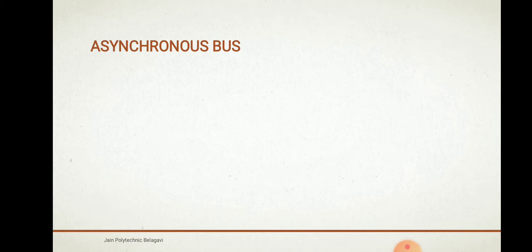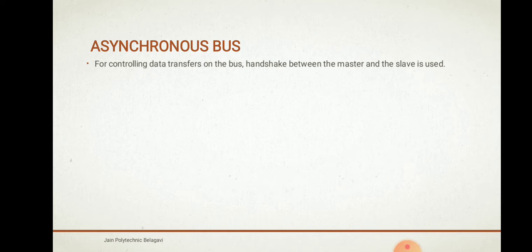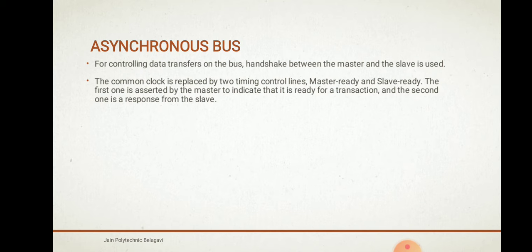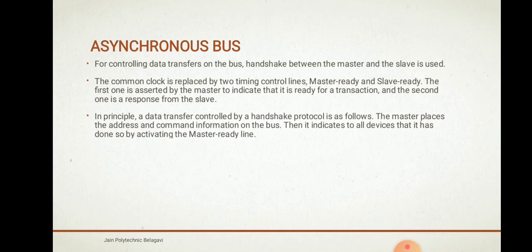Now we see what is an asynchronous bus. For controlling data transfer on the bus, a handshake between the master and slave will be used. A common clock is replaced by two timing control lines, called master ready and slave ready. The first one is set by the master to indicate that it is ready for a transaction, and the second one is a response from the slave.